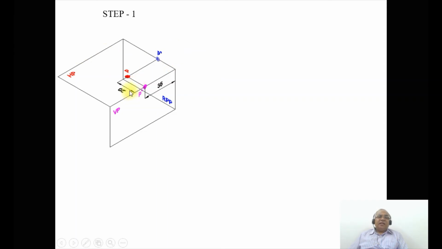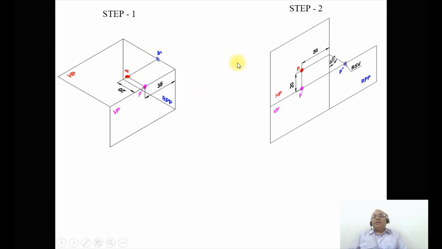So as we see here, you draw a projector from the top view to this line, and you draw a projector from here, and then it is projected here, so that both these two lines are going to intersect at this point. You mark that point as P double dash. As we cut here and open the HP to the top and the RPP to the right side, you can see that it has been projected like this.